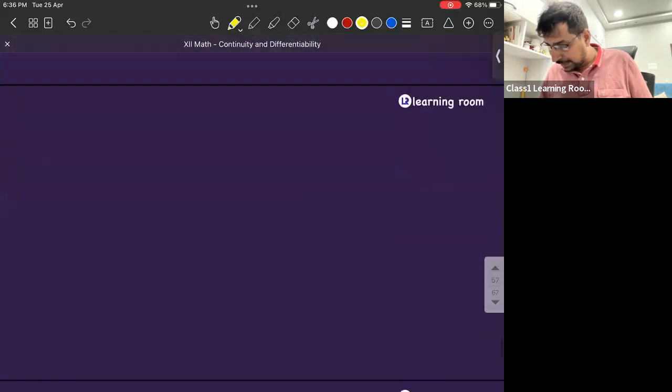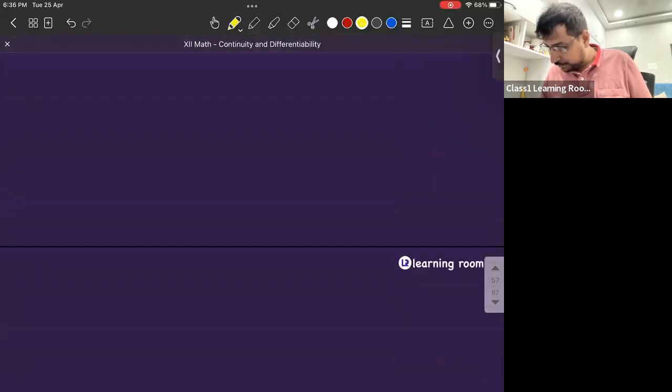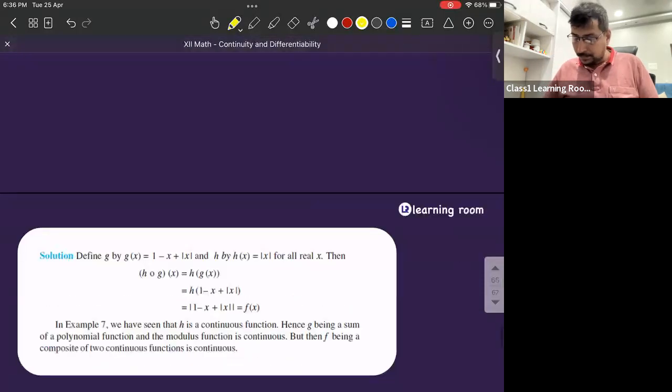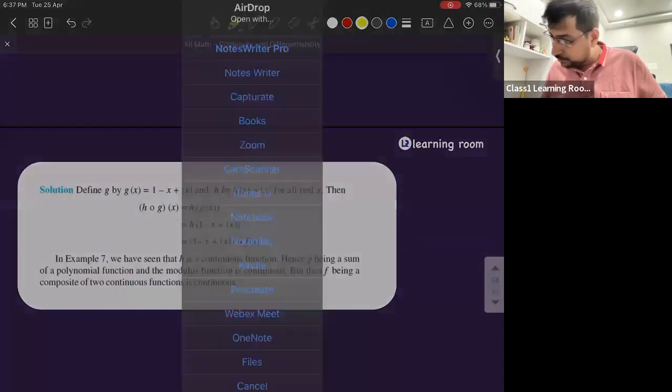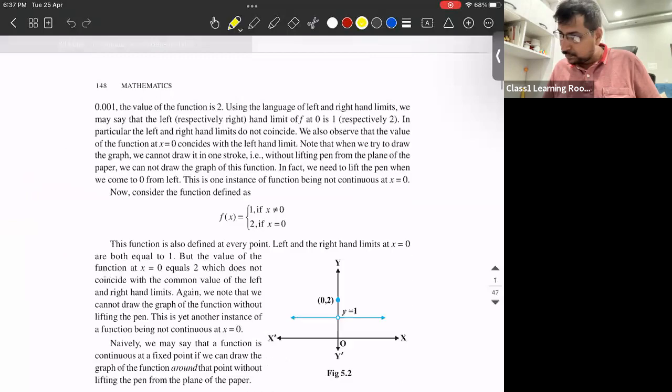So this one will be slightly tough. It will take some time. 1 minute. NCERT PDF. Yeah. See.